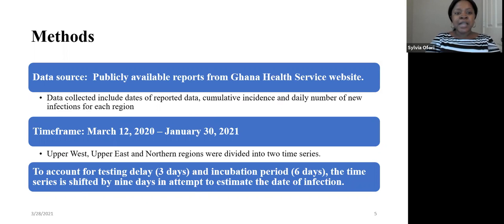In this study, I used data from the Ghana Health Service website, and the data collected includes the date of reported data, cumulative incidence, and the number of new infections for each region. And the time frame generally ranges from March 12th to January 30th. And also, since I used the dates of reported data, I tried to assume the date of infection by shifting the data by 9 days.